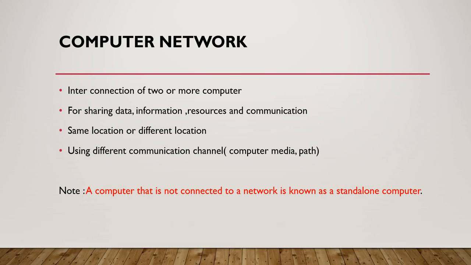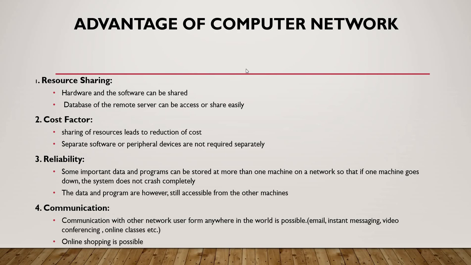But there will be some other features for computer network. The features are for sharing data, information, resources, and communication. Network should be in the same location or in the different location, using different communication channel or communication media path. Okay, if your computer is not in the network, then it's known as stand-alone computer. Now let's move to the next part, that is advantages of computer network.